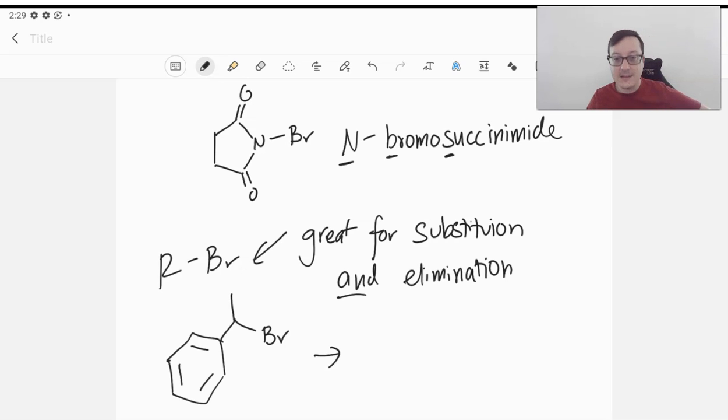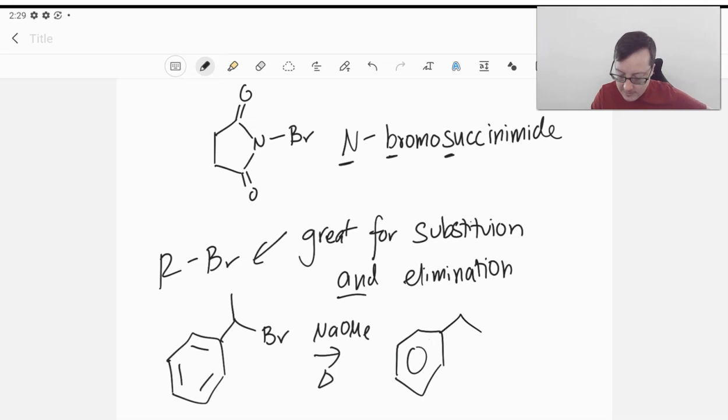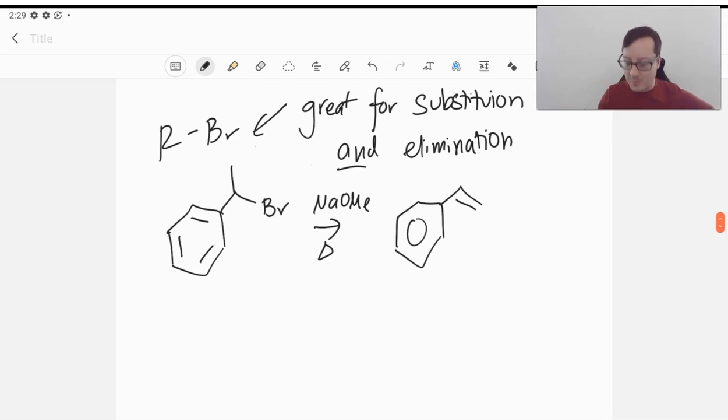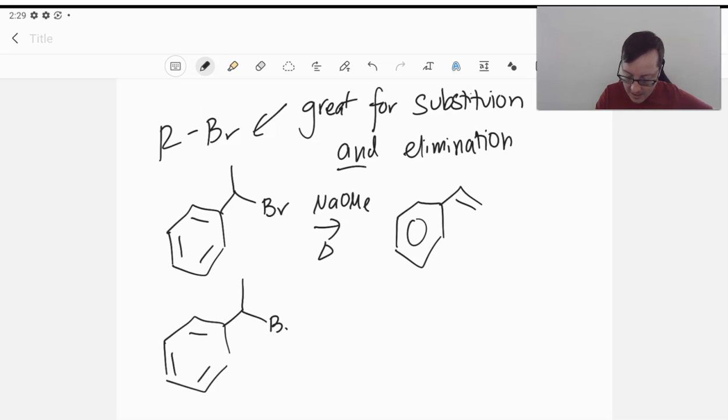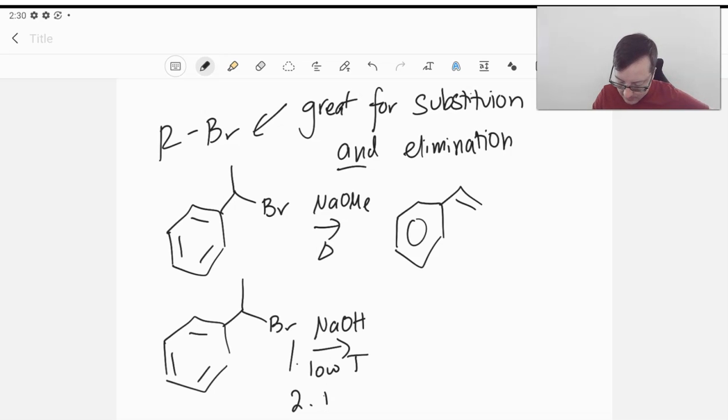Here, we'll make it slightly more fancy. We can treat this with a base, right? How about sodium methoxide and heat? Now we've got an alkene there, which we can do alkene reactions with. Or you could even do a Diels-Alder with that, by the way. Or we can say, okay, I want to take that same compound and substitute in an alcohol there. Why don't we do low temperature to avoid any elimination? And then step 1. Step 2, let's add some oxidizing agent. How about DMP? In doing so, we'll now have a ketone.